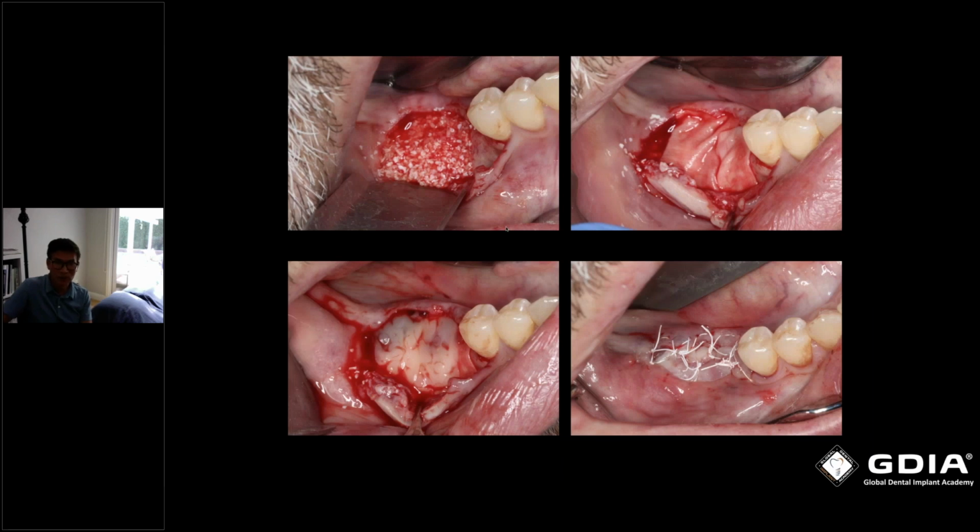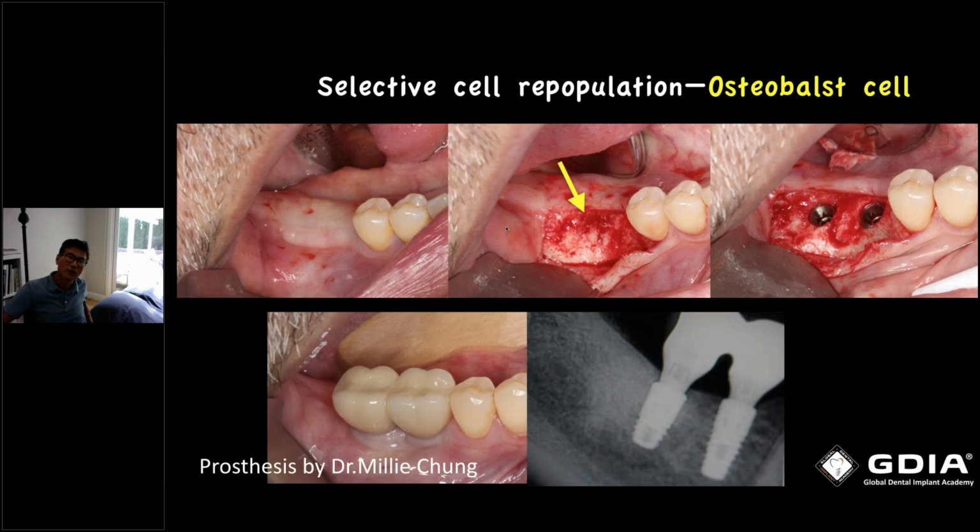I'm using a membrane. Sometimes if I have anything a little bit involved in the vertical, I would use the reinforced membrane, and then CGF cover, and then primary closure. So now I do more cell repopulation, like osteoblast cells on the buccal side. Then I opened up, and we got good healing of the bone, and then implant with the final prosthetic.